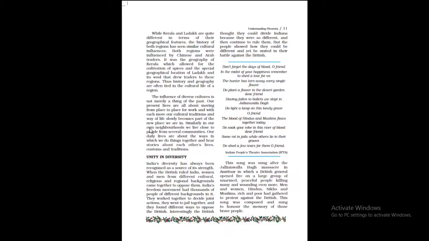Similarly, in our own neighborhoods, we live close to people from several communities. Our daily lives are about the ways in which we do things together and hear stories about each other's lives, customs, and traditions.